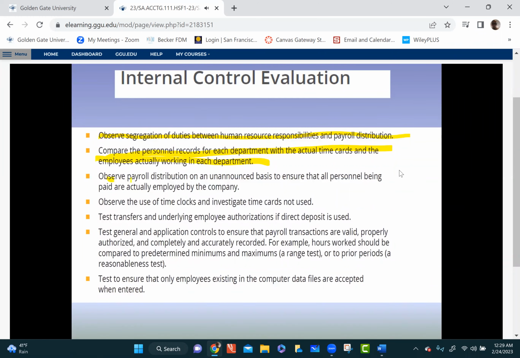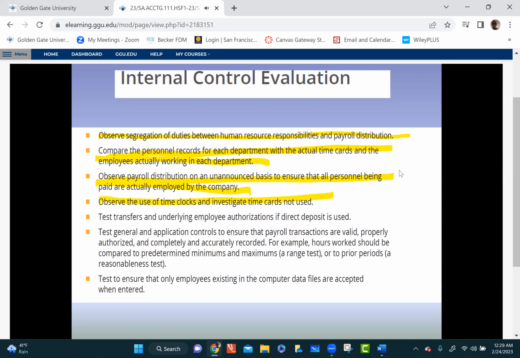Okay, observed distribution. If you had such a thing these days, on an unannounced basis, you're going to catch the employee that's not there. Where's Bill Jones? Bill Jones, Bill Jones. Oh, he's not here today. I'll take his check. No, the auditor is going to follow up to make sure there's actually a Bill Jones, right? Observe the use of time clocks.